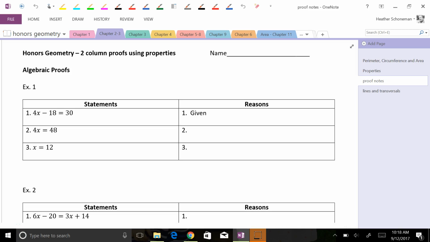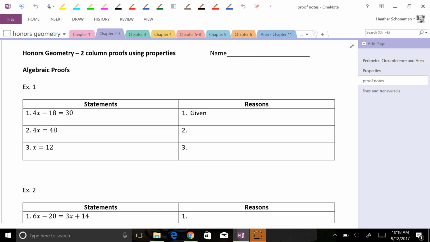Alright, these are the notes on two-column proofs using the properties, and again, this is still section 2.6 from your textbook. So when you go to do your homework and you get online, you need to look at section 2.6. Alright, so a two-column proof is literally two columns. The left column is statements and the right column is reasons.